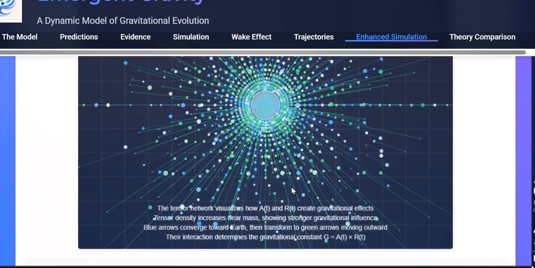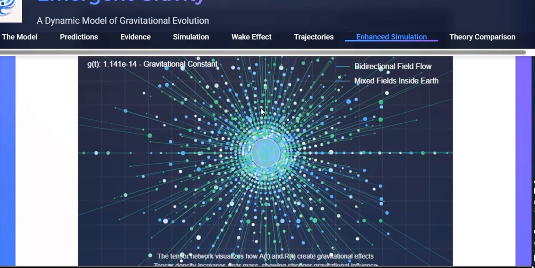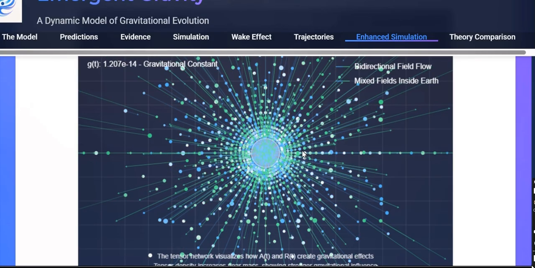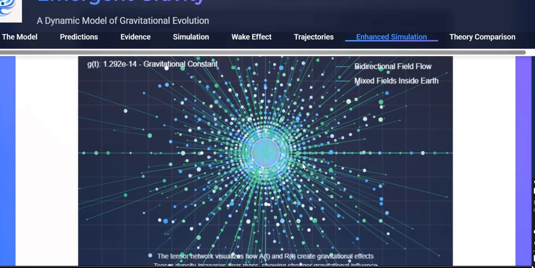The central white sphere represents Earth or any massive object. Around it, you can see a network of white nodes connected by colored arrows. This is our tensor network, a mathematical structure that represents the quantum information relationships in spacetime.